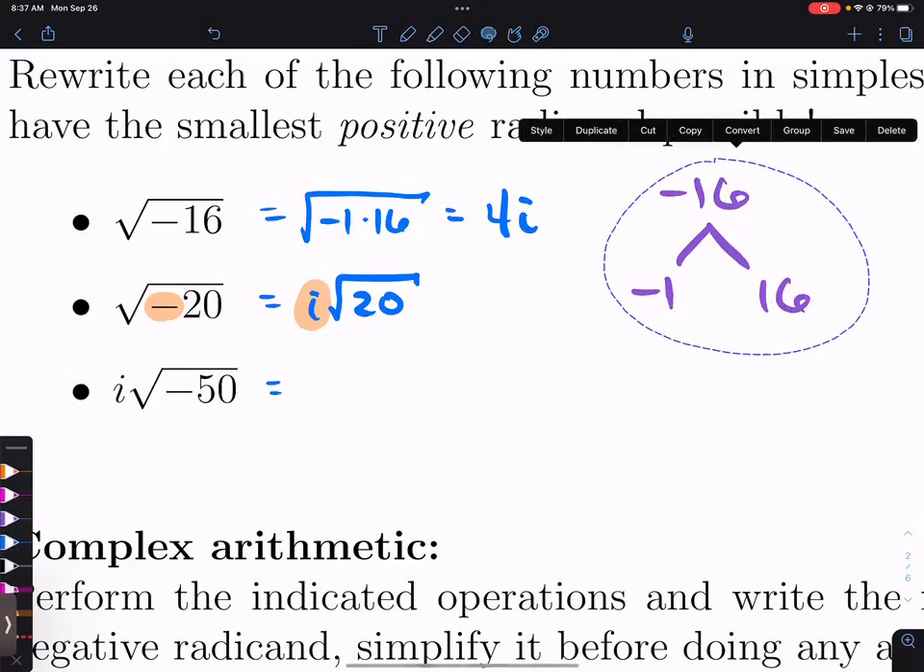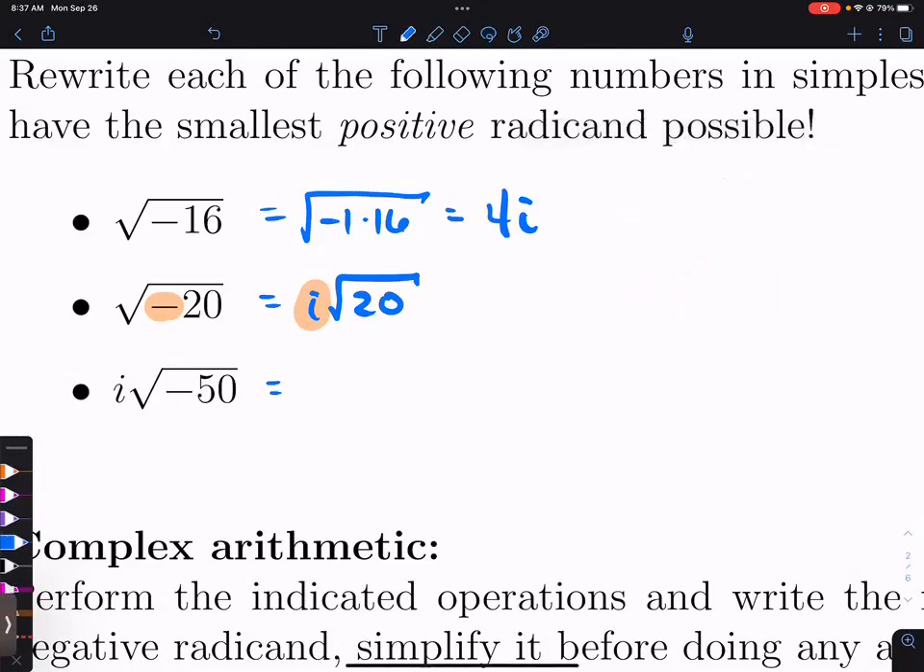So how do you simplify the square root of 20? Two square roots of 5, yeah. So 2 square roots of 5 times i, or 2i root 5 or whatever. 2 root 5 is the real part of that, then i is the imaginary part. Okay, what about -50?